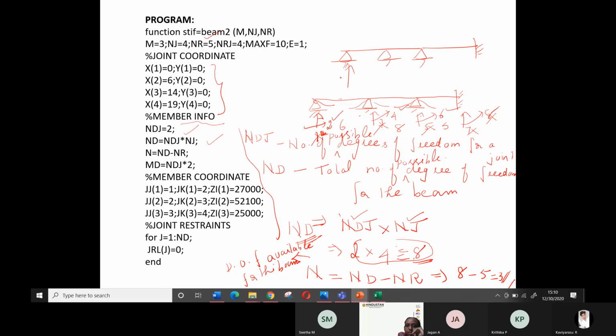1 is restrained. 3 is restrained. 5 is restrained. 7 is restrained, and 8 is also restrained. So these are the restraints. So the number of restraints is equal to 5. NR is equal to 5.